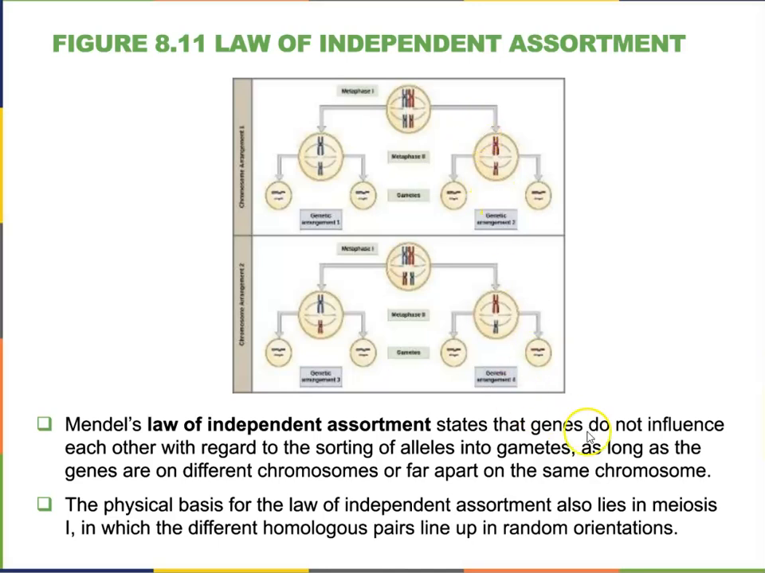This law states that genes do not influence each other with regard to the sorting of alleles into gametes, as long as the genes are on different chromosomes or far apart on the same chromosome. The physical basis for the law of independent assortment also lies in meiosis I, in which the different homologous pairs line up in random orientations, then are separated.